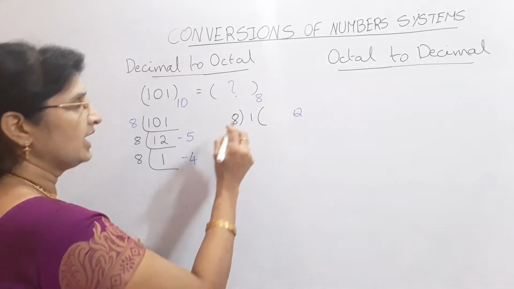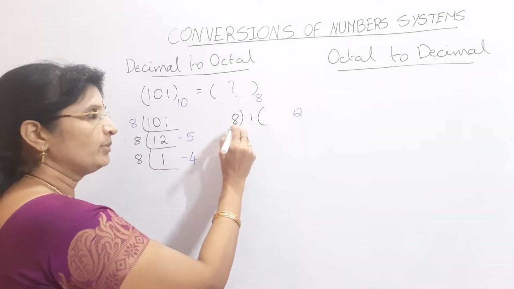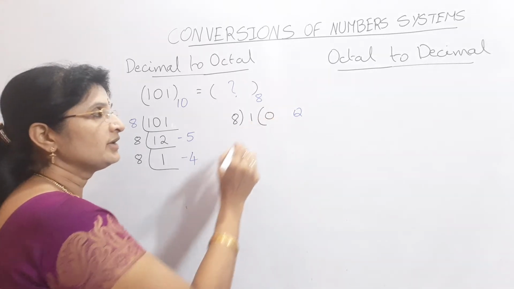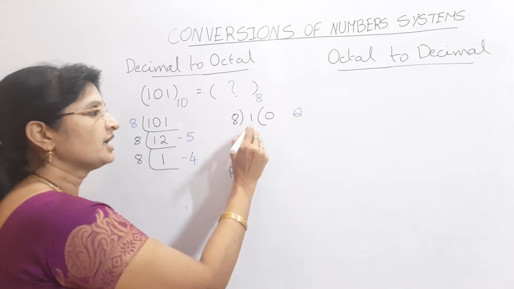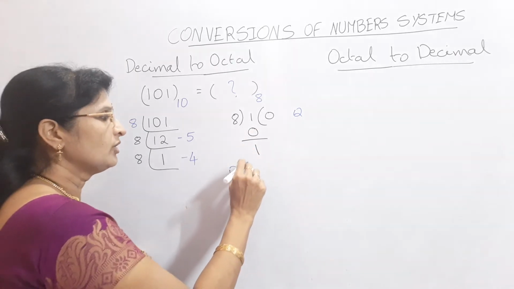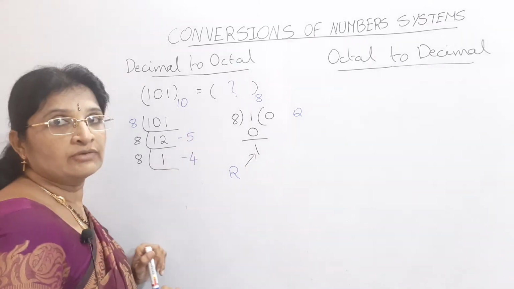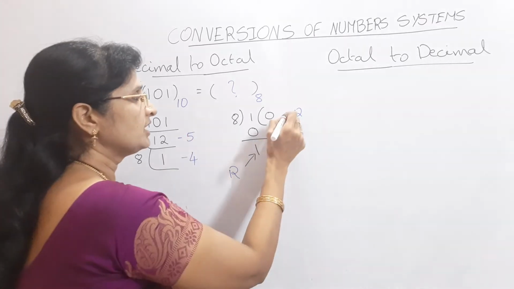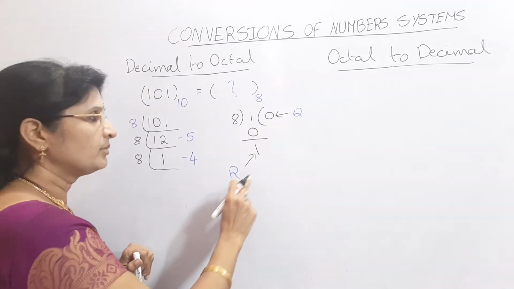So how will you get the answer here? Is 1 divisible by 8? It is not divisible by 8, so we will give it as 0. 0 8s are how much? It is 0. And what is the remainder? 1. So when 1 is divided by 8, the coefficient is 0 and the remainder is 1.